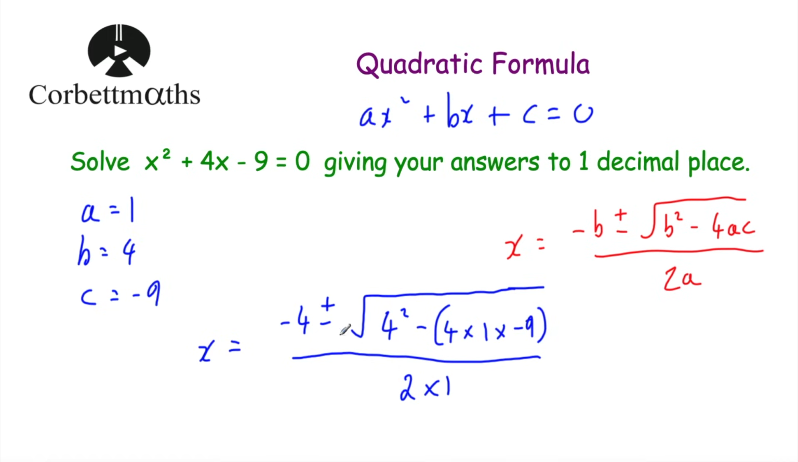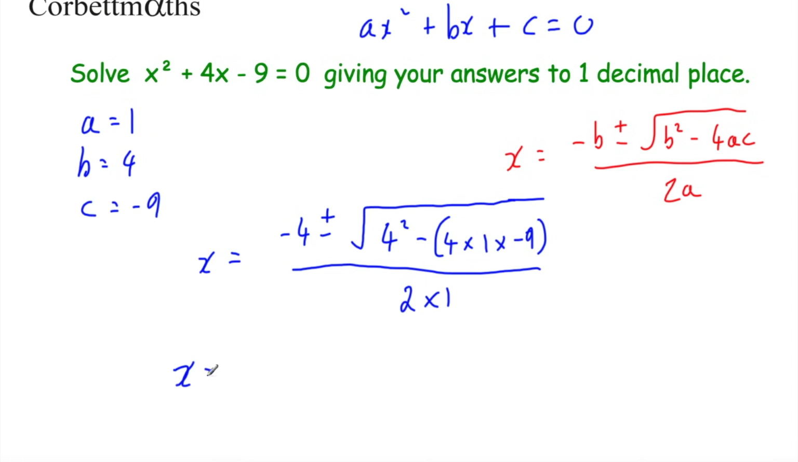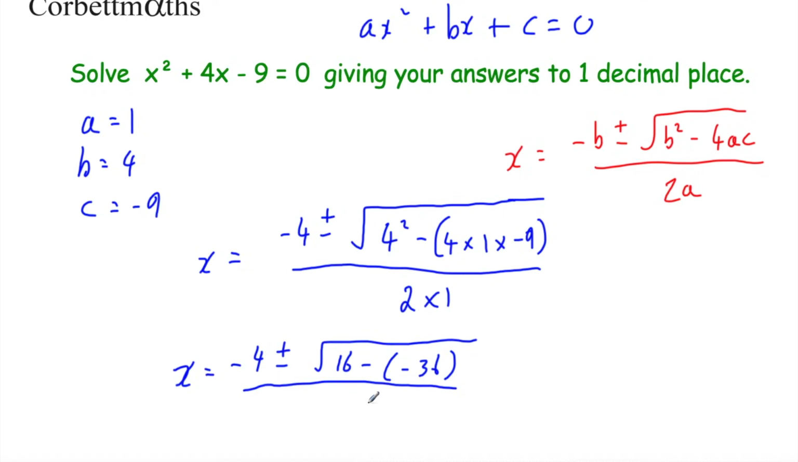But what I'm going to do is go through a few steps in solving this. Okay, so our next bit then would be, I'd write x equals, and then I'd have negative 4 plus or minus, and then I would simplify what's under the square root sign. So I would do 4 squared, that's equal to 16, and then minus, and then let's work out what's inside this bracket here. So we've got 4 times 1, which is 4, times negative 9, which is negative 36, close brackets, and that's all divided by 2 times 1, which is 2.